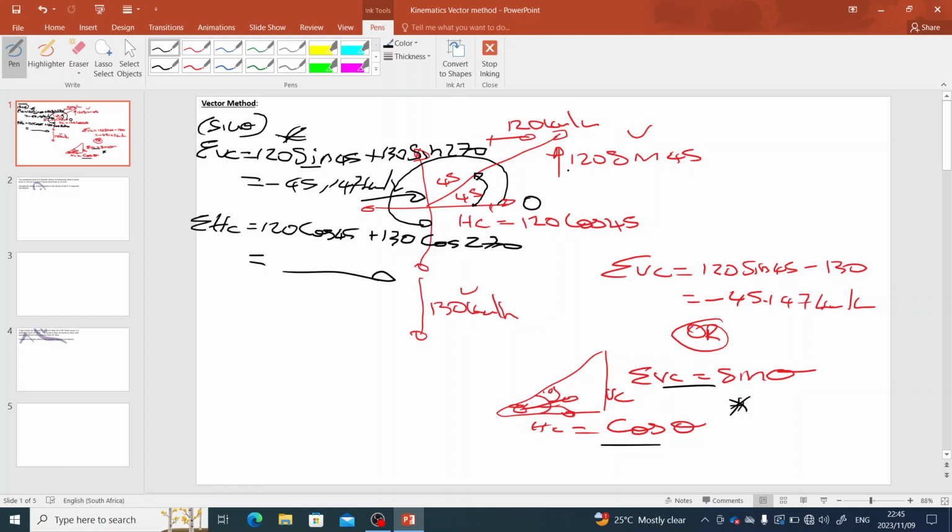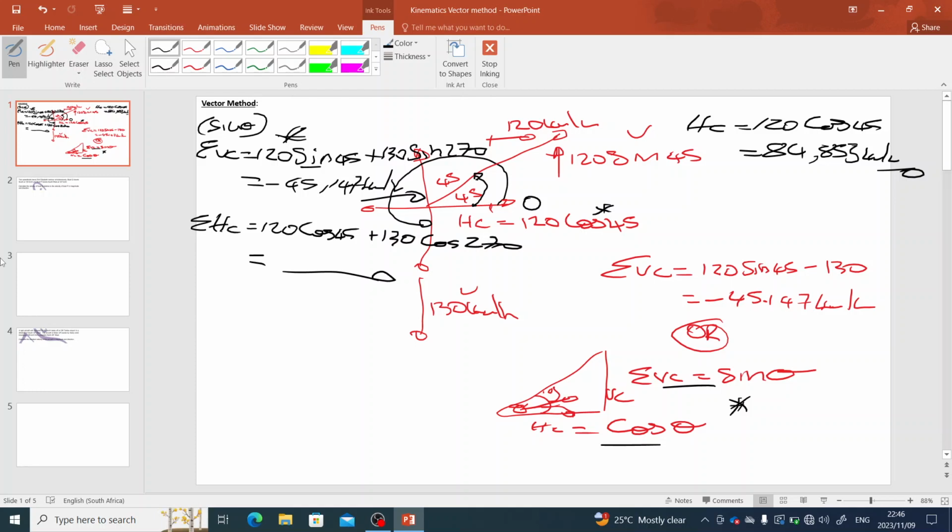Here on this one, the only horizontal component we have is this one. It will be 120 cos 45. What's your answer there? Let's see. 120 cos 45. Then we get our answer as 84.853 kilometers per hour. Now, coming to this one as well, you'd realize that your answer would be the same. 120 cos 45 plus 130 cos 270.